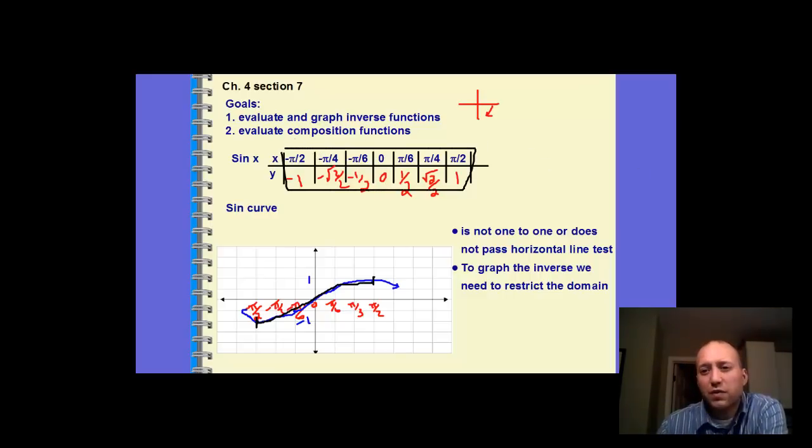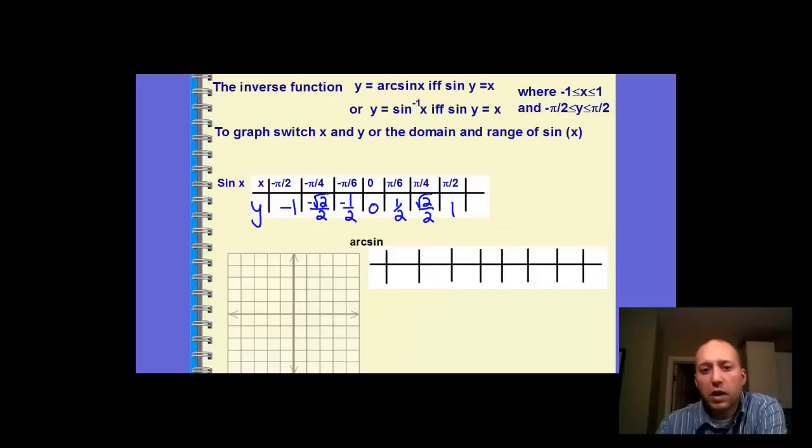As we're talking about inverse functions, we really are restricting our domain. So the inverse function, y equals arc sine x, if and only if sine of y is x. So notice how the x and the y have switched, and when you do that, you have the arc. And so that's a notation saying that you switch the two variables.